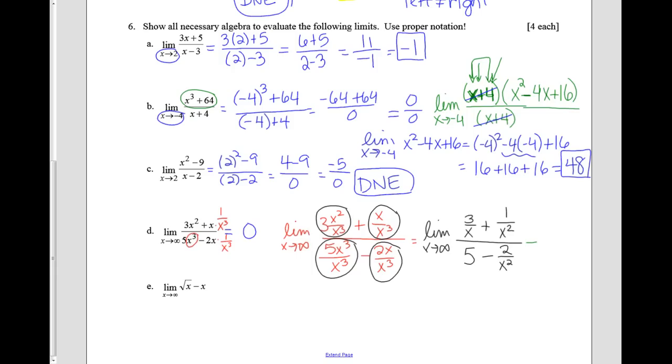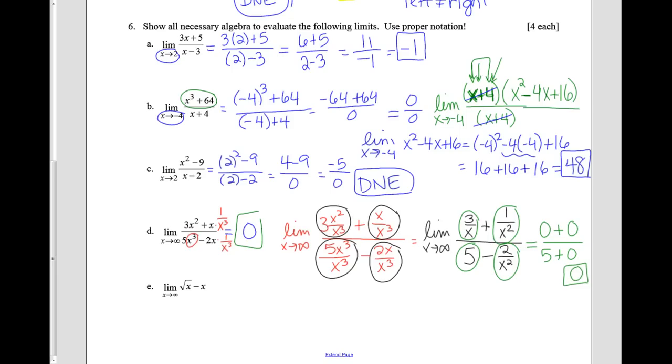What made this useful is that now when I plug in my infinity, 3 divided by infinity will be teeny tiny. 1 divided by infinity squared will be teeny tiny. 5 is just 5. 2 divided by infinity will be tiny. So I have 0 divided by 5, which is 0. And again, that's what I knew it should be from the first part. So I'm good.